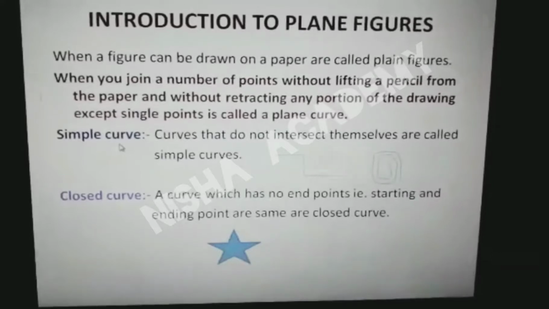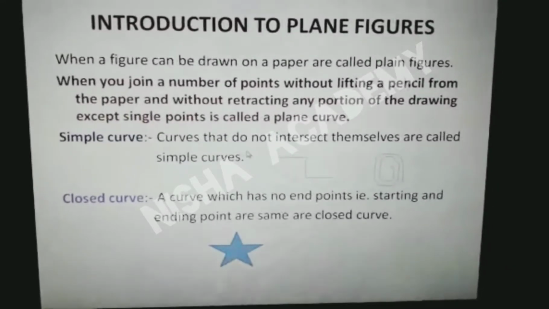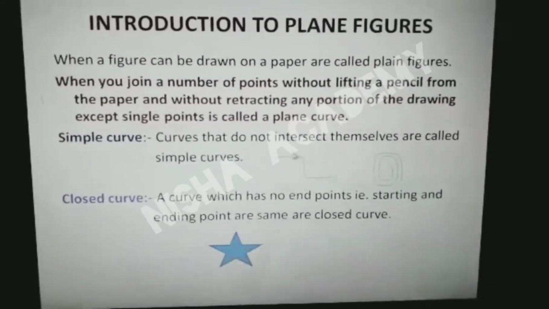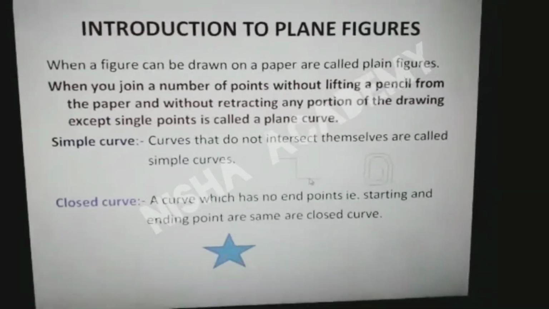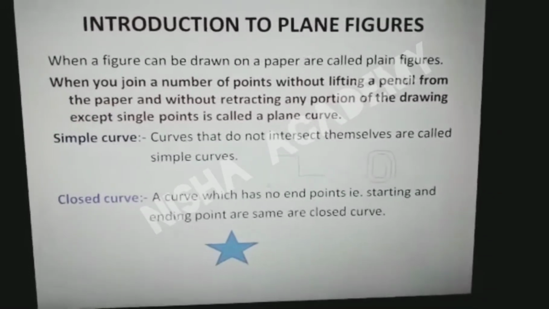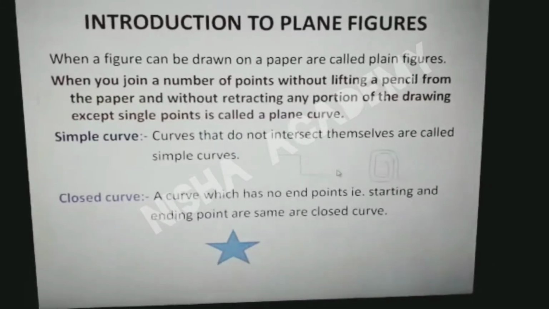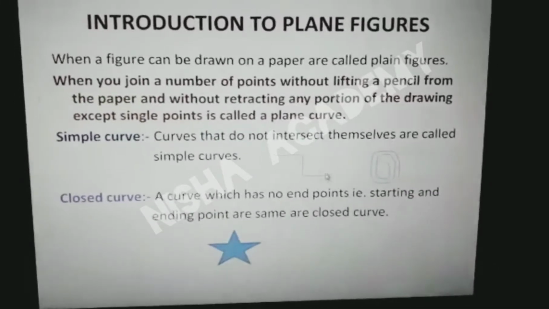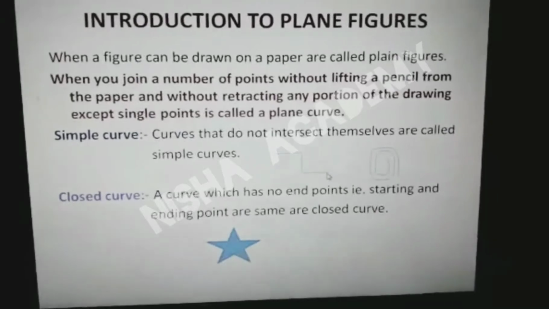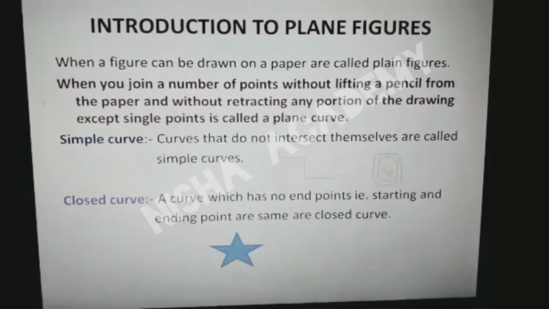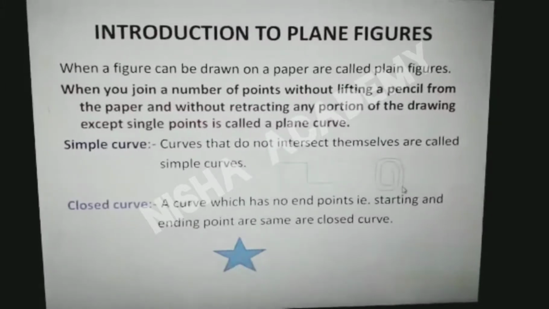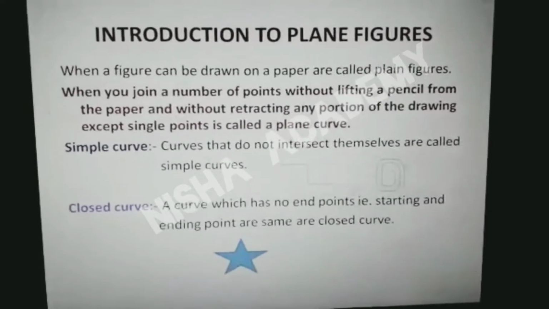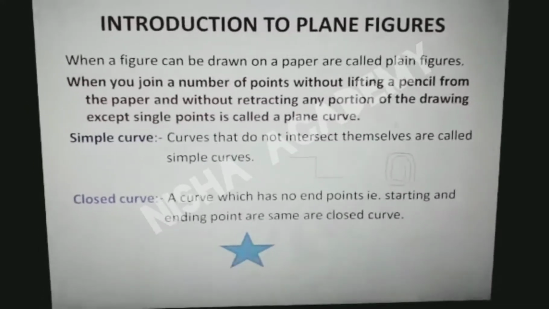What do you mean by simple curve? Curves that do not intersect themselves are called simple curves. Means the starting and ending point does not intersect. Here this is one type of Z, but its starting and ending point does not meet. The same way in this spiral also, starting point is here and ending point is here. This is called a simple curve.